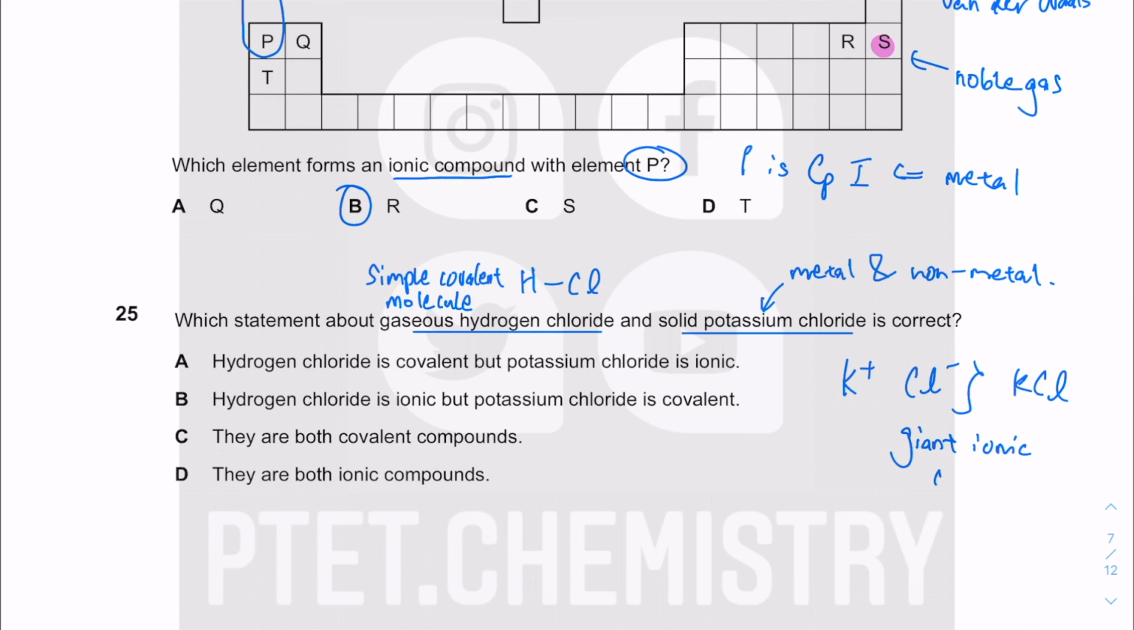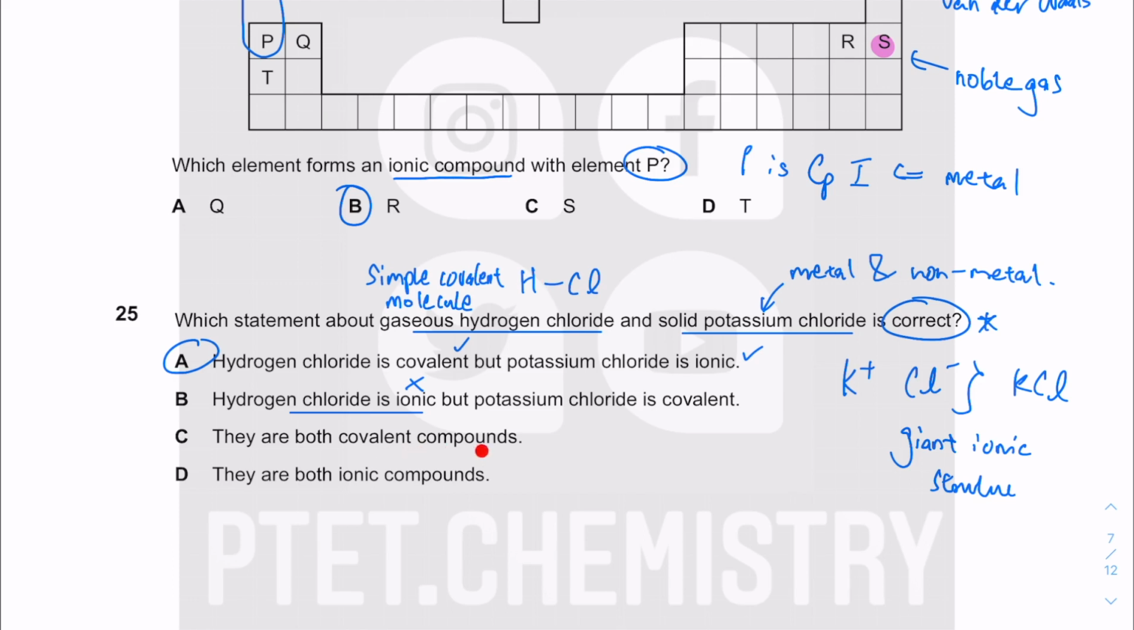So which statement about them is correct? That's what they want. Hydrogen chloride is covalent, that one is ionic. So hydrogen chloride is not ionic. They do not conduct when solid, they do not conduct when liquid, but the HCl molecule can dissolve in water to give an aqueous solution of hydrochloric acid, which can conduct electricity because of the presence of ions, where the covalent bond can break in the presence of water.